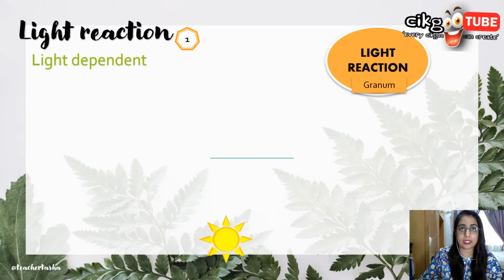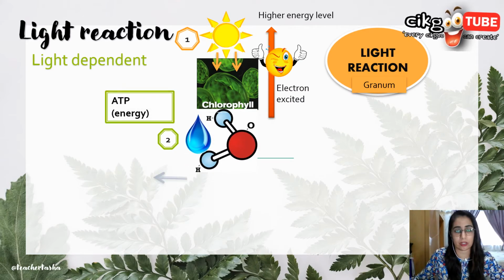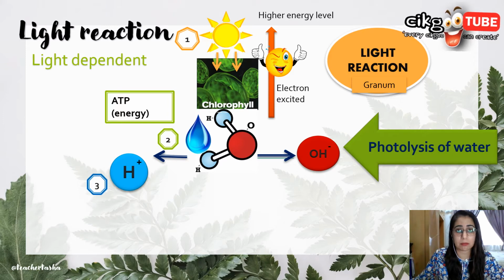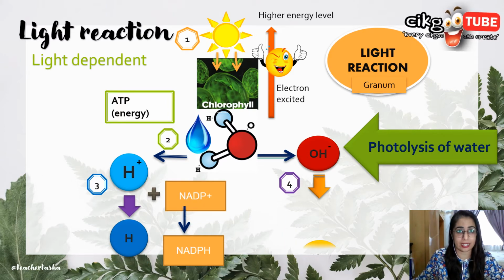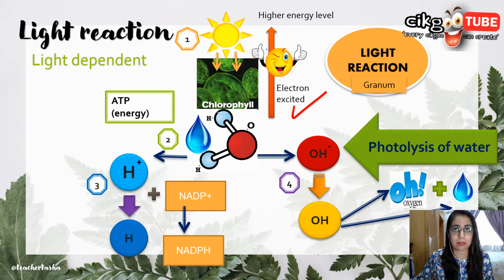Okay, now the light reaction. The light-dependent reaction occurs in the thylakoid. During the light reaction, photosynthetic pigments on the surface of the thylakoid absorb light energy. This light energy excites the electrons in the chloroplast pigment to a higher level, so it increases the energy level.